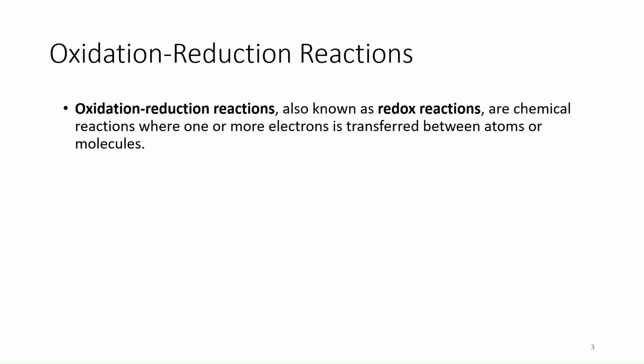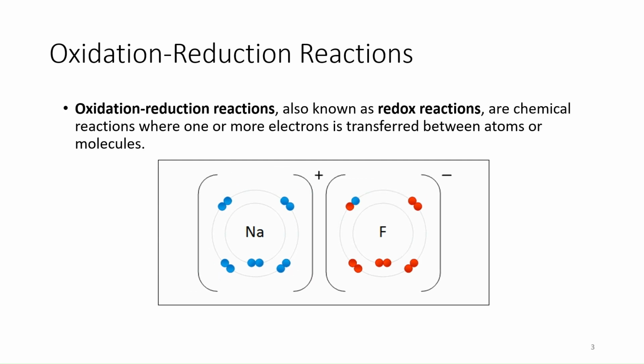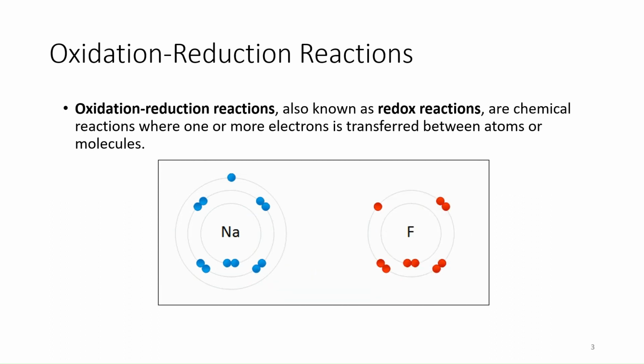But a redox reaction is when electrons are transferred between atoms or molecules. And we saw this with sodium, Na, and fluorine, F, when an electron is transferred from sodium to fluorine in the sodium fluoride reaction.